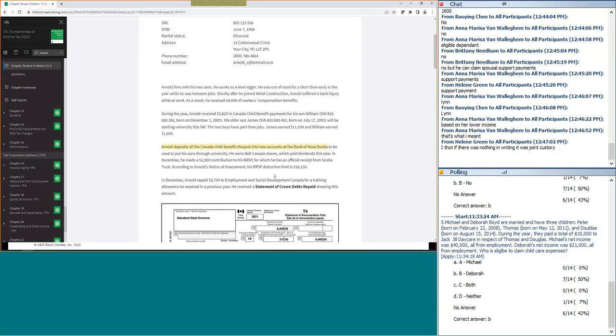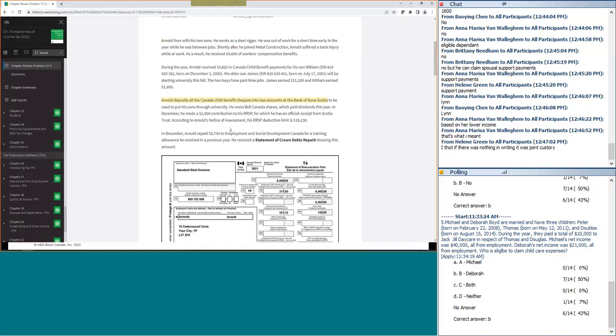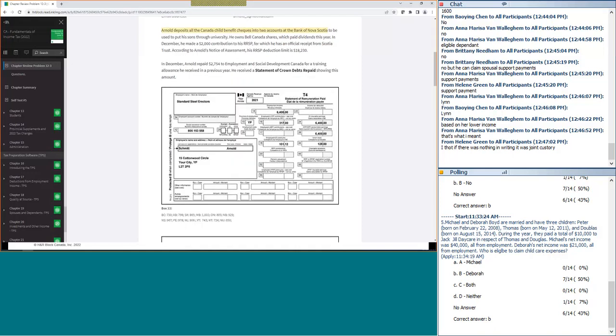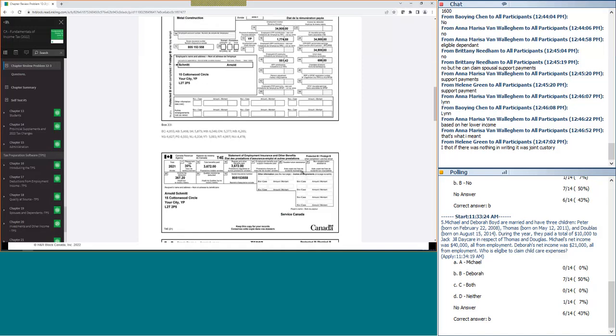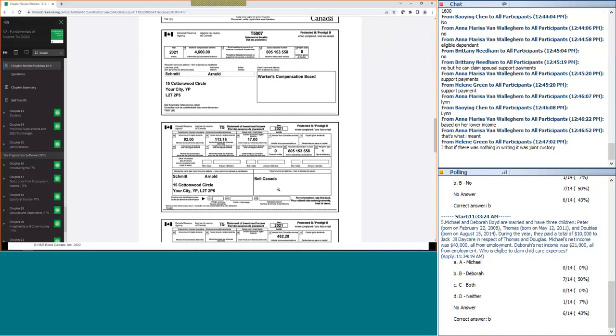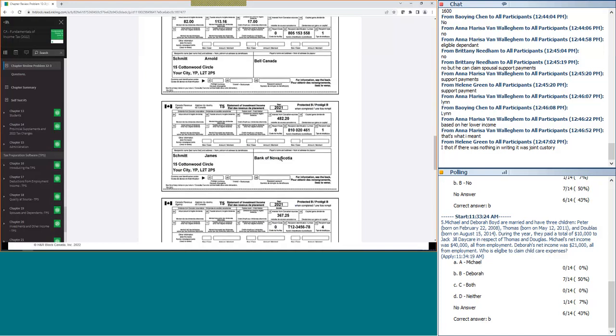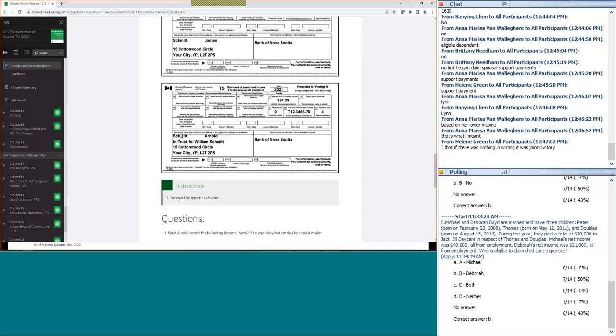Okay, Arnold owns Bell Canada shares. They pay dividends. He also put money into his RSP, and he has a receipt, and he has room for it, so that's useful. Okay, he also repaid an Employment and Social Development Canada training allowance. He had received a training allowance that he had to repay, and we have a statement of Crown debts repaid for that. We have a T4, and another T4, and a T4E, and workers' comp. And then we have a T5 for Bell Canada, and a T5 for Bank of Nova Scotia in James's name, and a T5 in trust for William.